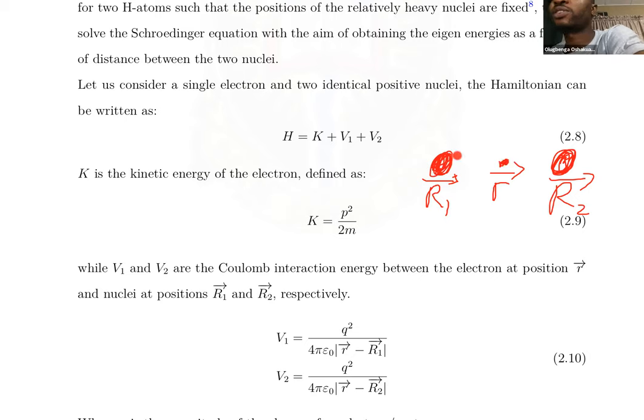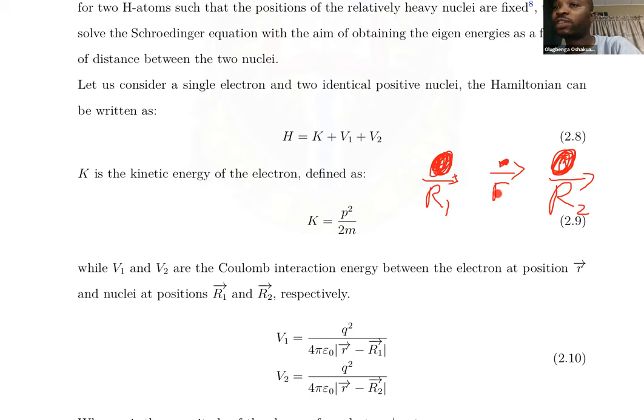Just like in our solar system, we assume that the sun is fixed, but it's only the earth that revolves around it. So K is kinetic energy. This formula is familiar. And V is the Coulombic interaction energy between the electron and the nucleus. So V1 is the Coulombic interaction between this electron and the first nucleus. V2 is the Coulombic interaction between the electron and the second nucleus.